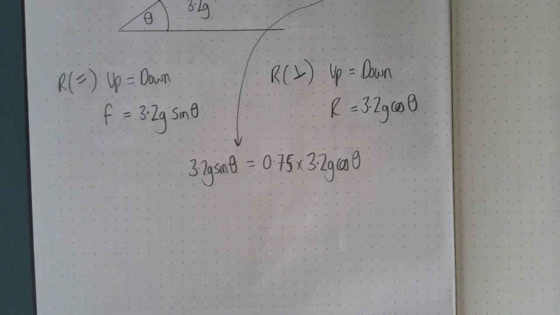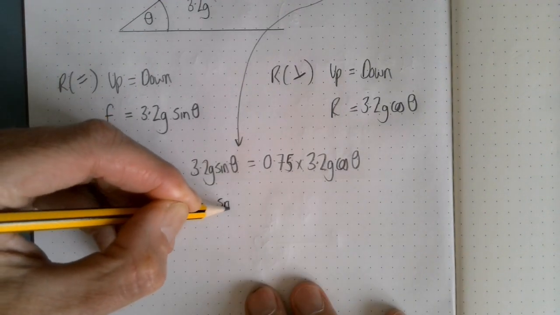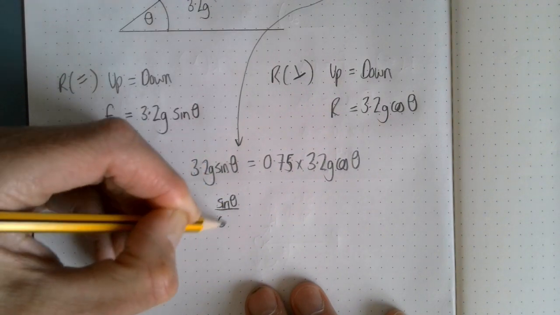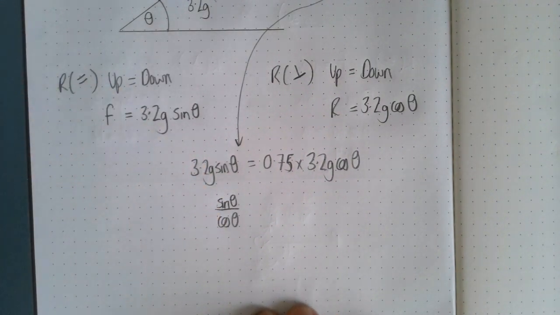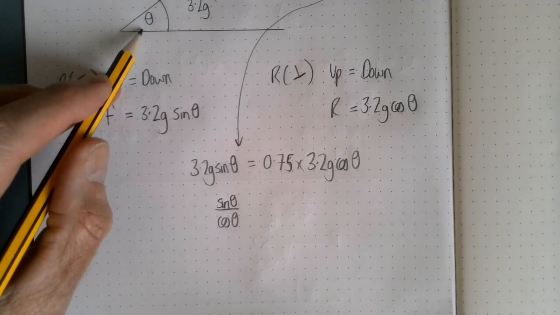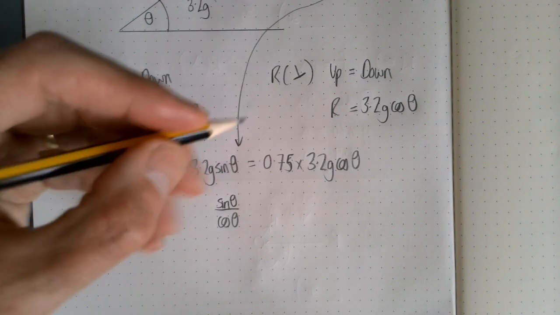But I've got a sine and a cos, and hopefully you can see at this point that we can combine to make a tan. So if I divide both sides by cos theta, now you might be saying you're not allowed to divide by cos because cos theta could be 0. Well, it could be, but it could only be 0 at 90 degrees. This angle here is clearly an acute angle, and cos theta is only 0 at 90 degrees. This isn't 90 degrees, so we're okay.